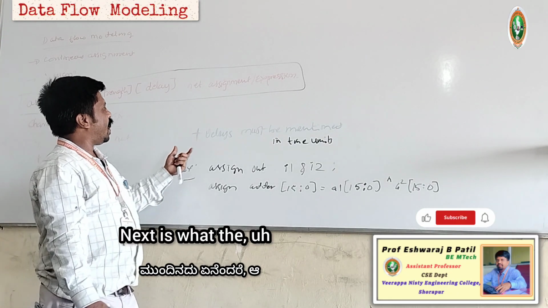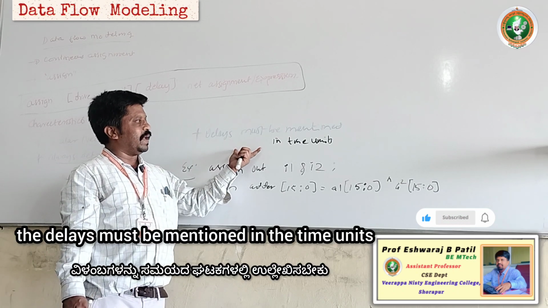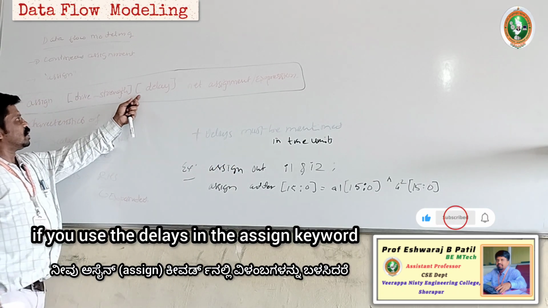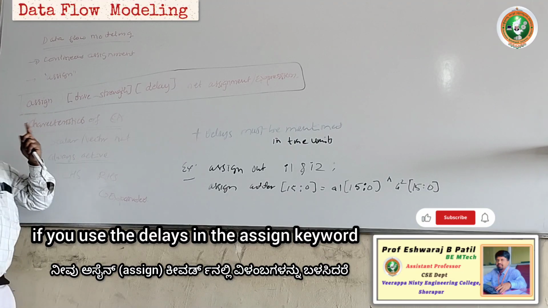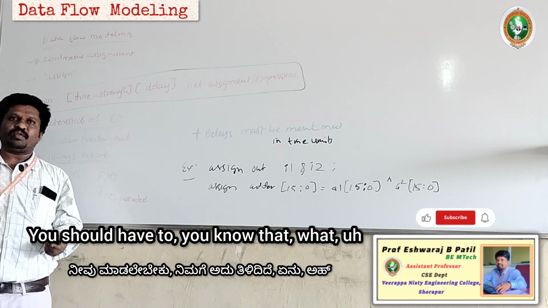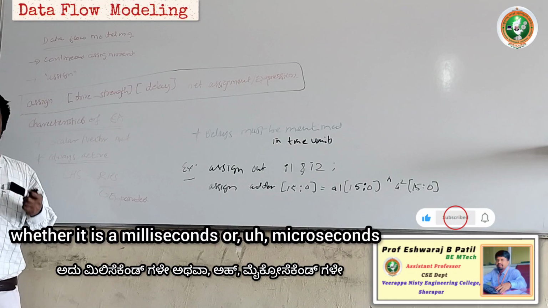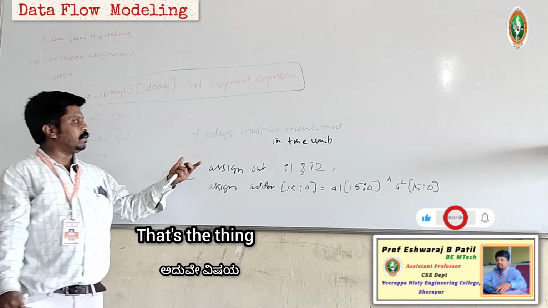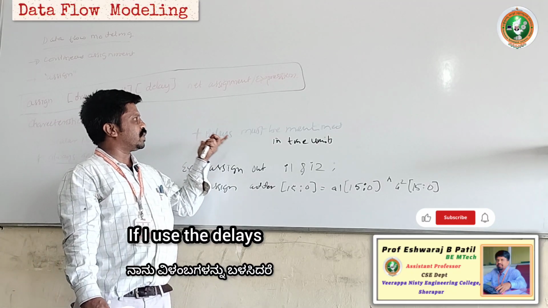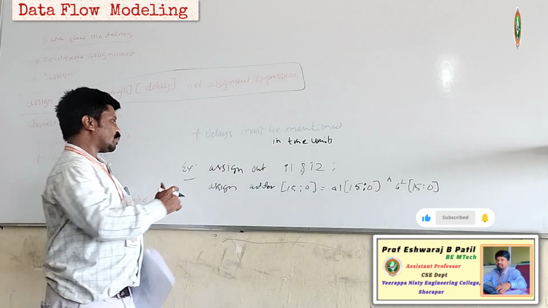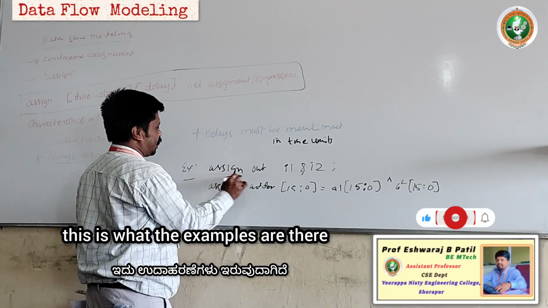Next, one more thing, third: the delays must be mentioned in time units. If you use delays in the assign keyword, they should be mentioned in time units, whether milliseconds or microseconds. If I use delays, they should be in time units. And also, for example, there are examples.